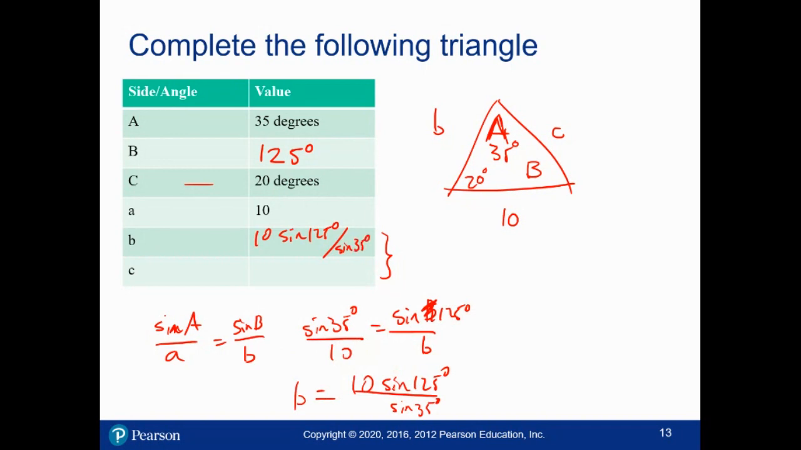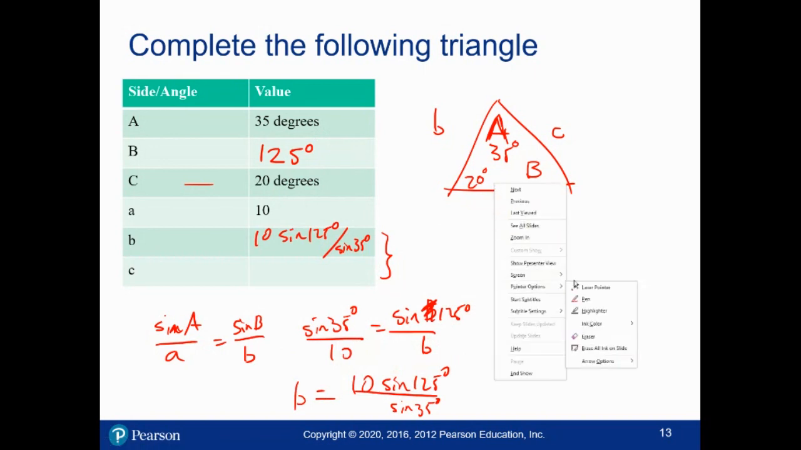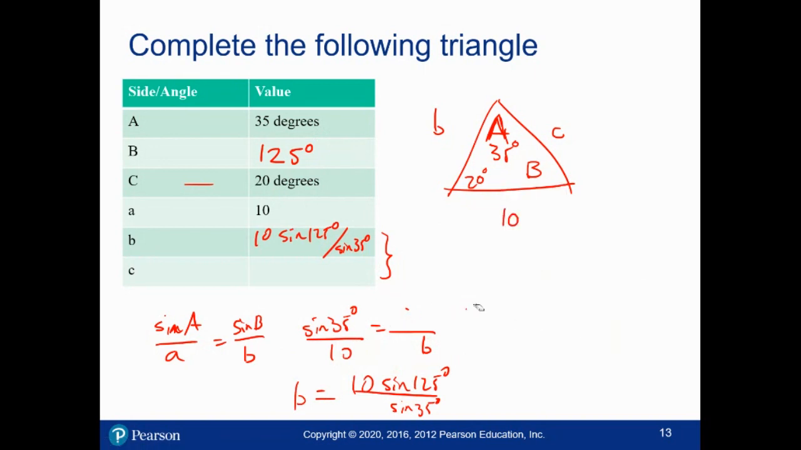Great. Okay, and again, I'm going to erase the work so that we have more space. You, of course, should not. Showing your work is pretty crucial to getting points on exams. And all we have to do now is find length of C.